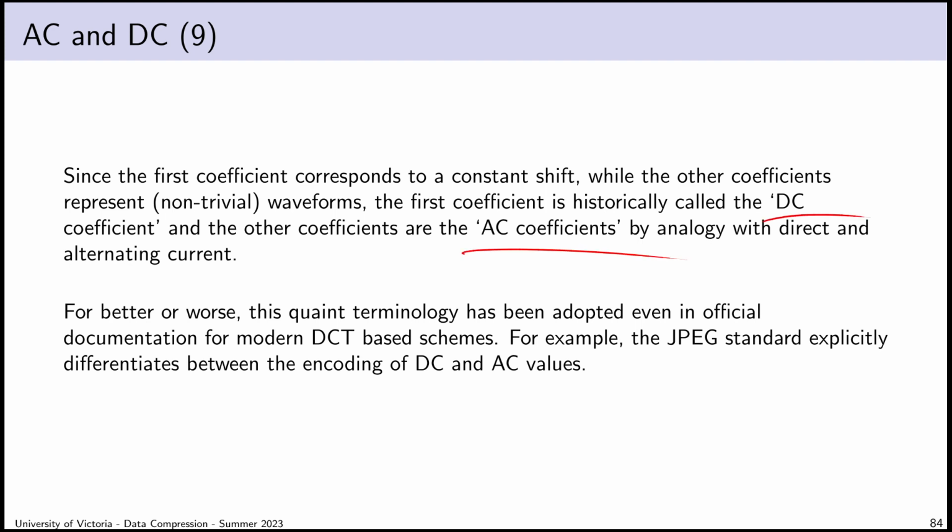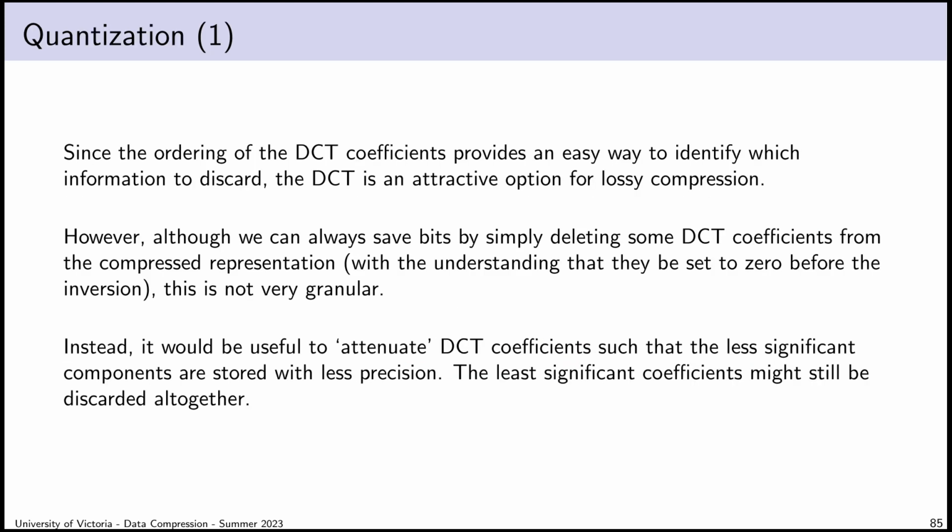Well, unfortunately, whether we like it or not, this terminology is still used by compression people. So in the JPEG standard, it talks about DC and AC coefficients, that it uses those words. So we have to know them. We have to learn a little bit about electrical engineering whether we want to or not.